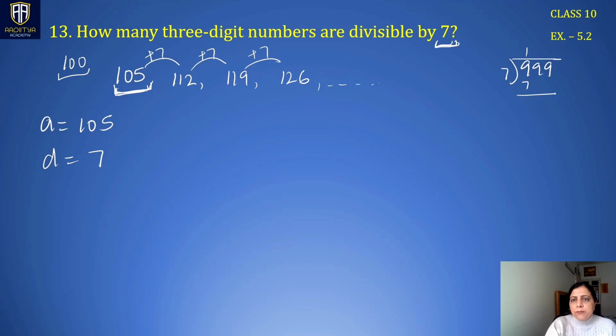7 ones are 7. 7 fours are 28. 7 twos are 14 and 5. So you can see that 999 is not divisible by 7. Now what will be the number which is divisible by 7? You can see that 5 is the remainder. You subtract 5 from 999.